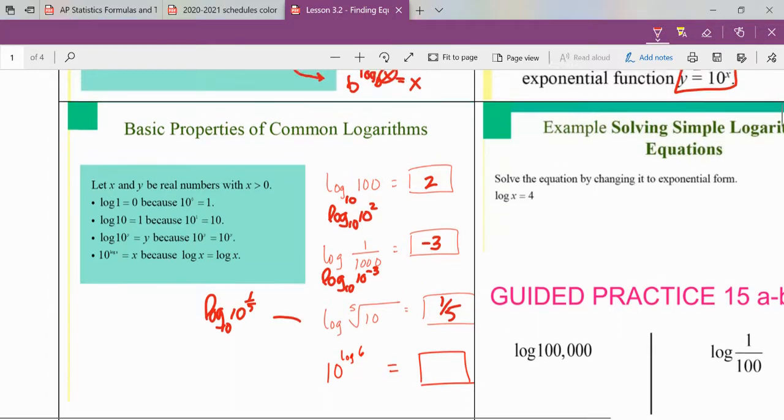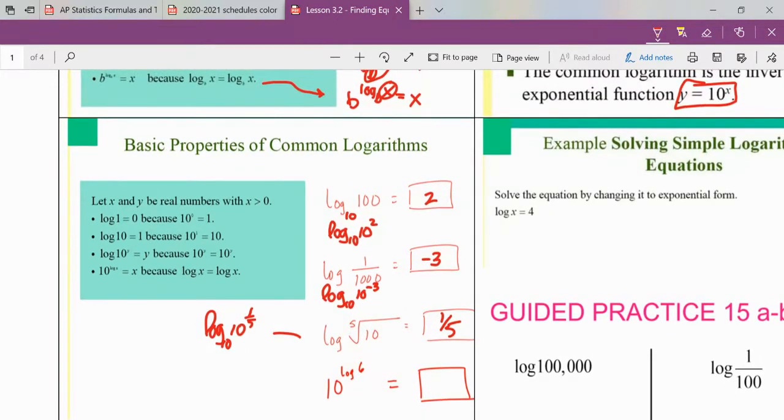And this one is that last property up above here. So this is actually a little base 10 there. So our answer is just this 6.